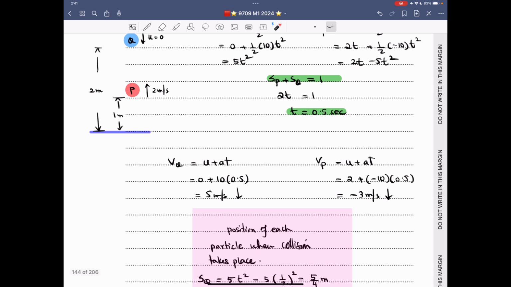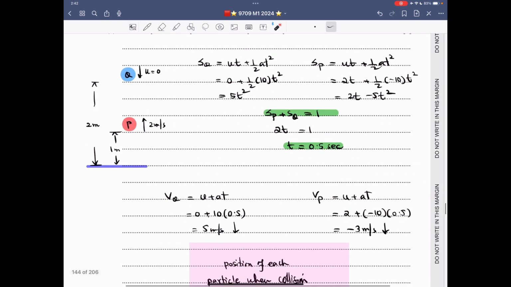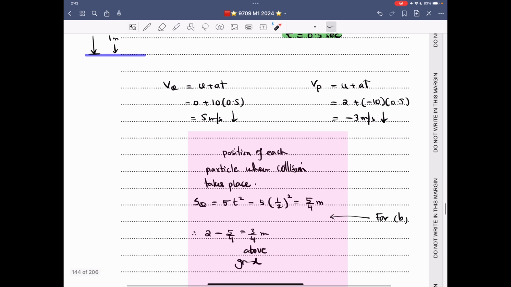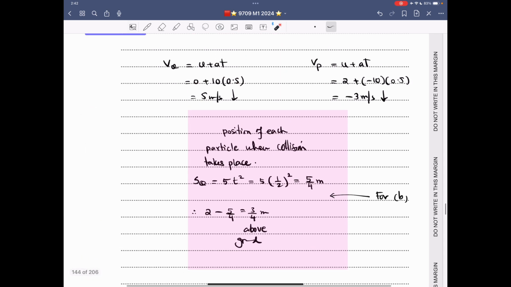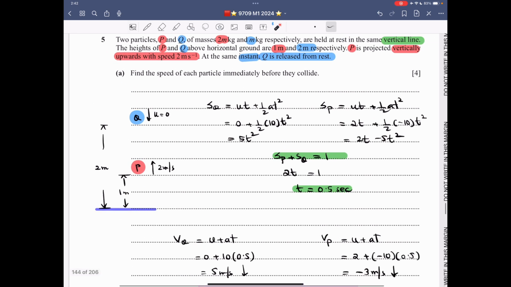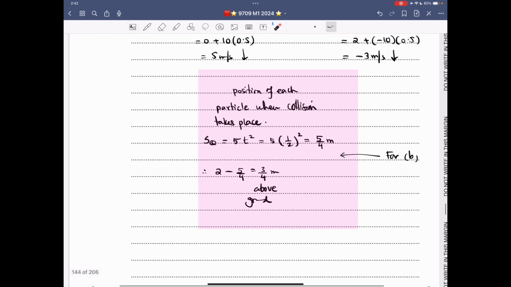What are the velocities at this instant? Use the equation v equals u plus at. This comes out to be 5. This comes out to be -3. So now this was already coming down. And this is coming to be -3 because it was moving up and then it turned around. So both particles are coming down. Now this thing is for later. Yeah, I can just explain it right now. If I need to find the position of each particle when collision takes place, let me use Q because it's moving in this direction. Whatever the distance that it covers, if I subtract it from 2, I'll get the distance that is above the ground.